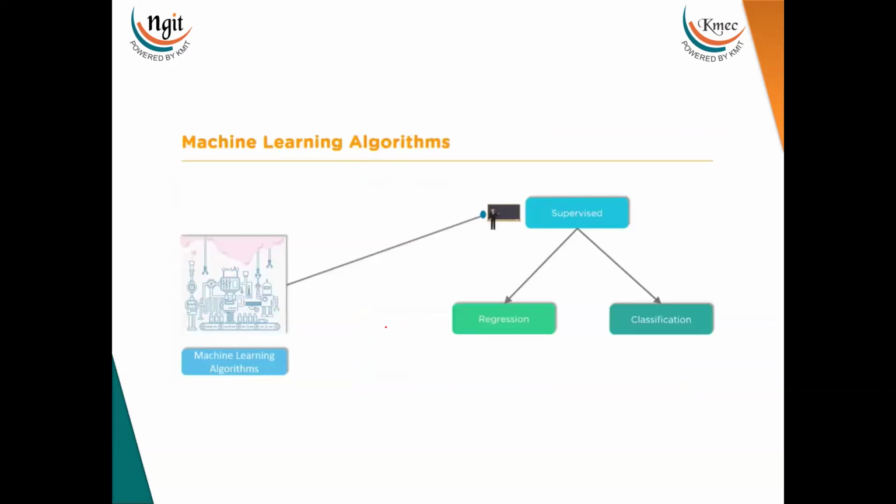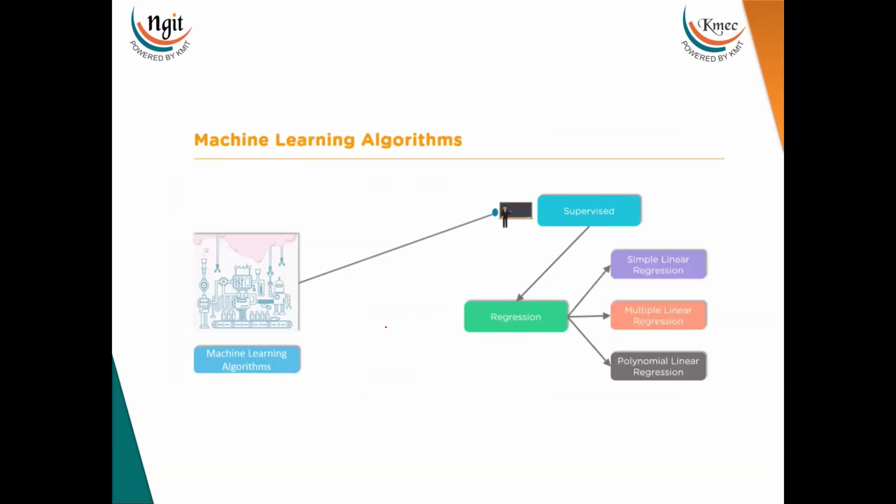We already know supervised learning has regression and classification under it. These are machine learning algorithms. In regression, we have three types of regressions: simple linear regression, multiple linear regression, and polynomial regression. So when a question comes about types of regressions, we have three types: simple, multiple, and polynomial. Simple linear regression has one independent variable and one dependent variable.